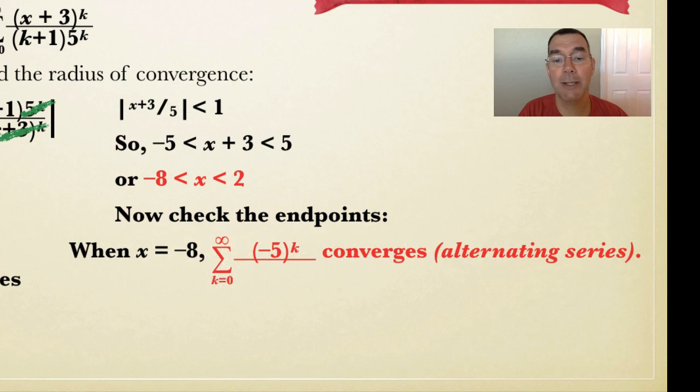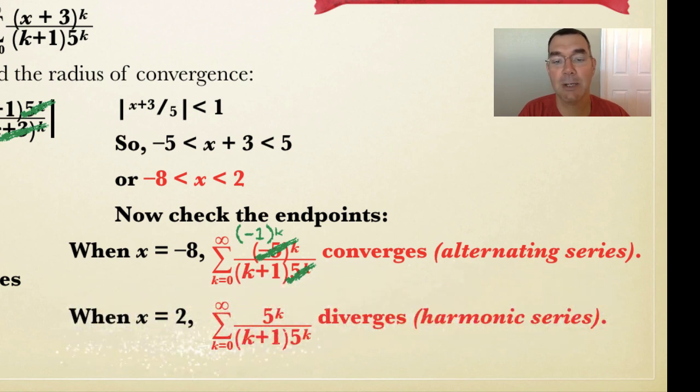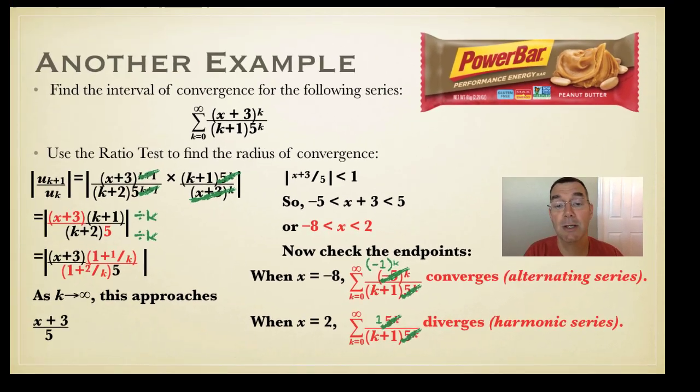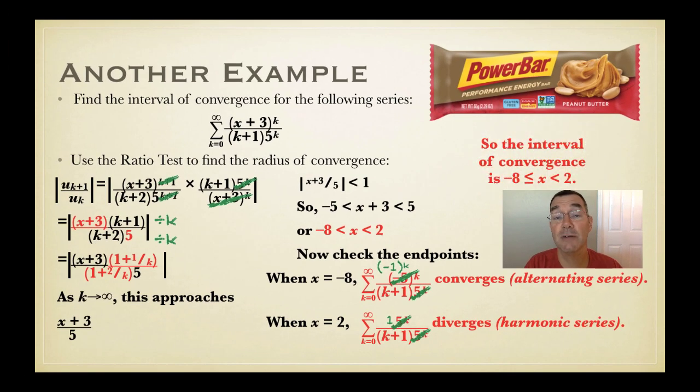So I check the endpoints. When x is -8, that series converges. It's an alternating series. And when x equals 2, the series diverges. It's actually a harmonic series. So what that means is the interval of convergence will be every x between -8 and 2, including -8, but not including 2. All right, so that is the lesson on power series.